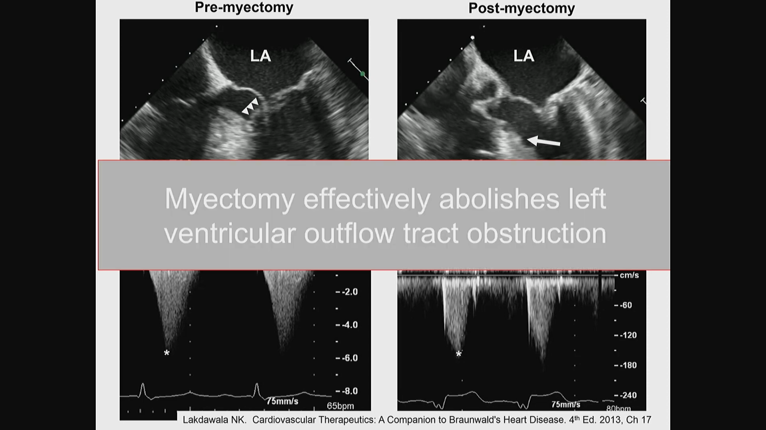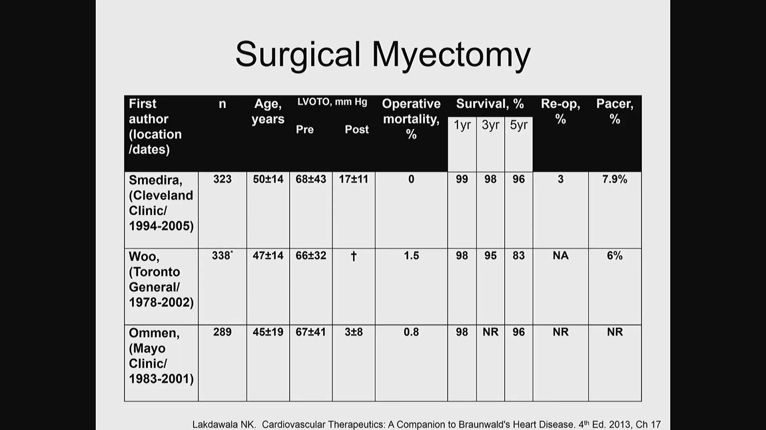So, in a nutshell, myectomy effectively abolishes left ventricular outflow tract obstruction. That one example is representative of the collective experience with septal myectomy for symptomatic hypertrophic obstructive cardiomyopathy. Three large surgical series reported similar experiences over an era ranging from the late 70s to the early 2000s. It's notable that in these series, the average patient undergoing the operation was in their 5th or 6th decade with severe outflow tract obstruction at rest and near complete amelioration after myectomy.